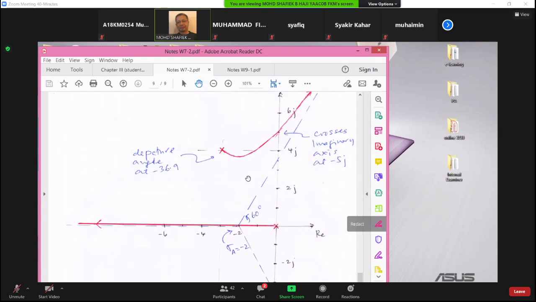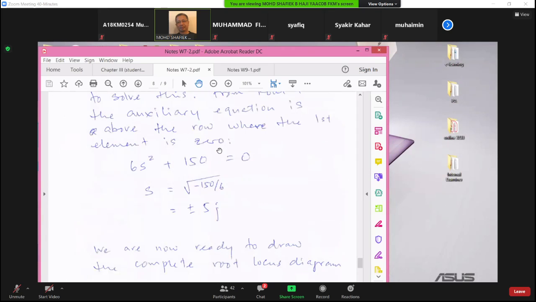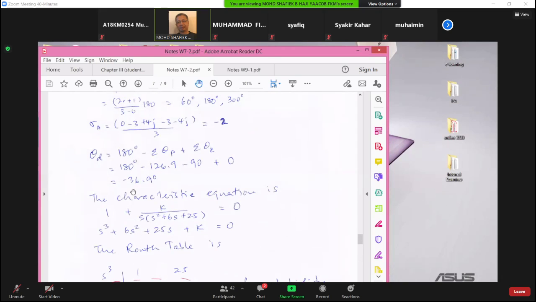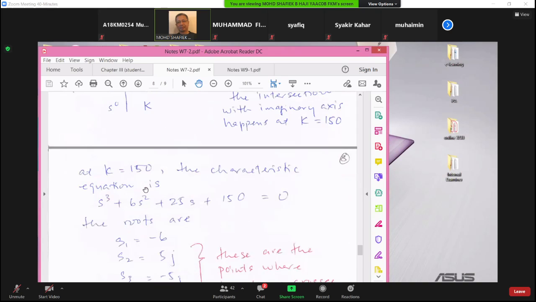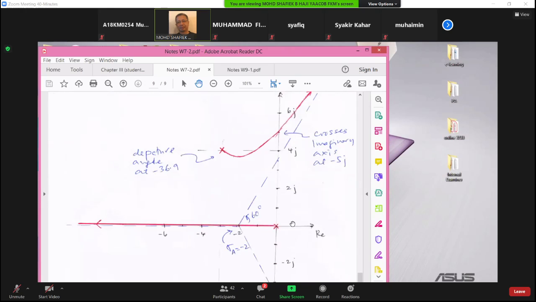126.9 degrees is the angle from the pole at the origin to the pole that you want to find the departure angle of. So when you compute that, you get the departure angle of negative 36.9. You can try and measure that angle. If you have a protractor, then you can measure this angle. Any other question?